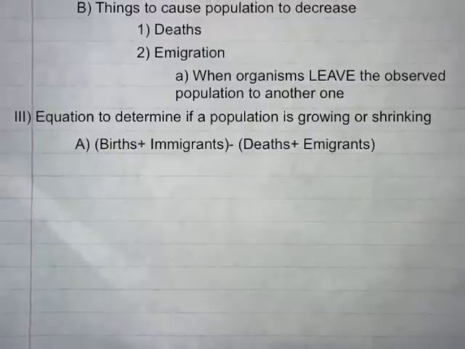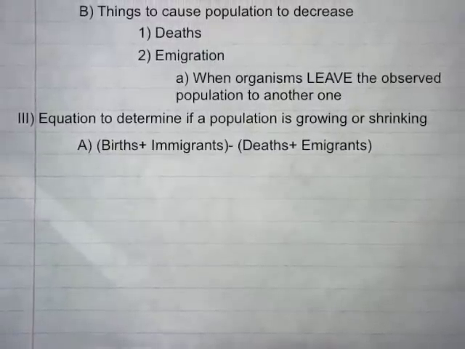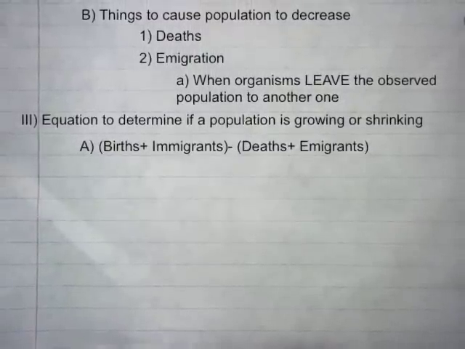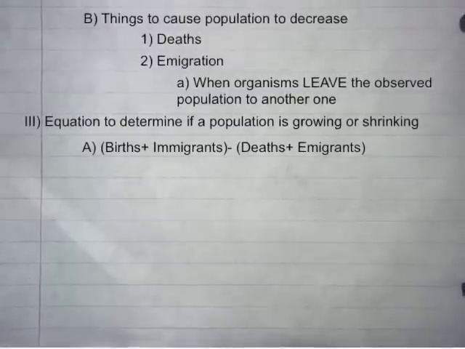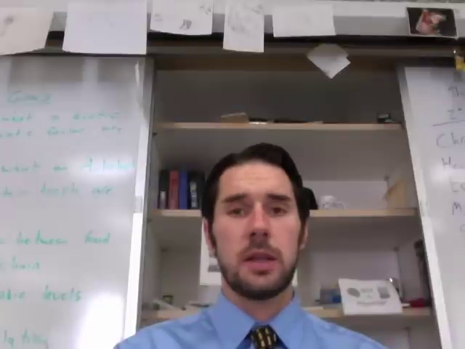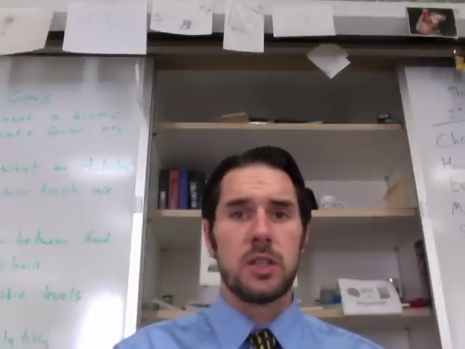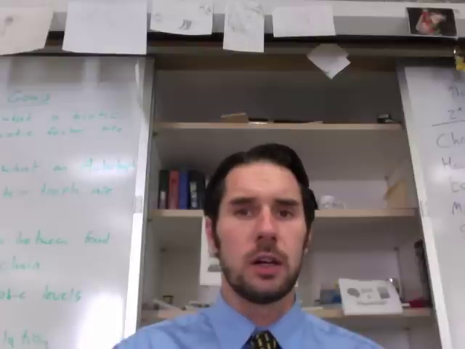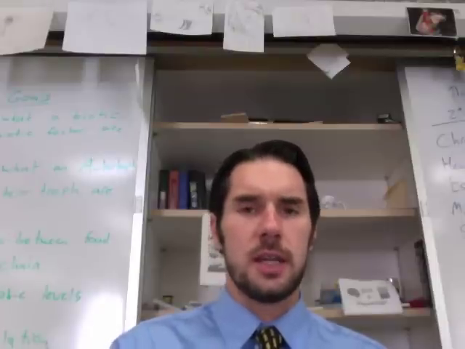Equation to determine if a population is growing or shrinking. Births plus immigrants first, minus deaths plus emigrants. Let's try an example of using the population growth equation in this next one. Follow along. You'll get one for your question at the end.